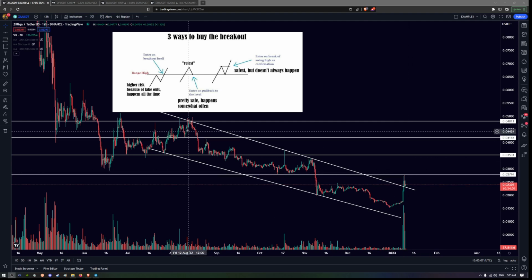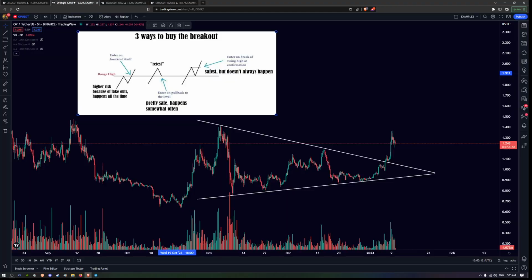So this is the Zilliqa chart. We're going to go over to OP. And here's another example. We have a triangle here. Okay, same idea. You could have entered on the break itself as your first entry. And then the second idea for the entry is the retest, and that's when it came up and retested this level. And then the safest entry, the enter on the break of the swing high as confirmation.